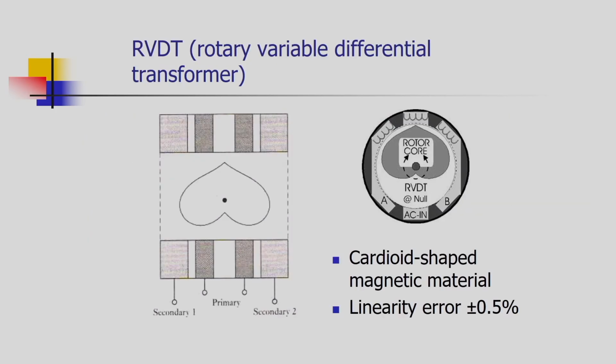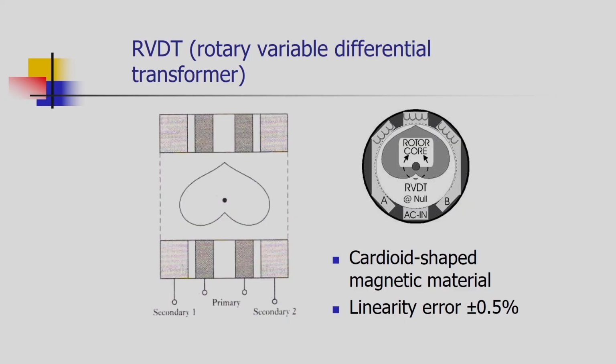The linear variable differential transformers are quite long in length, and in many cases such long transformers are not that convenient. There is another variation of the linear variable differential transformer, which is used to measure angular motion. Here, instead of having the linear variation, we are using rotary variation. The cores are rotating instead of moving in a linear way.